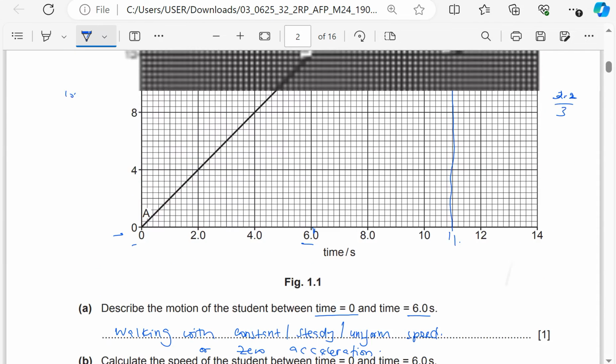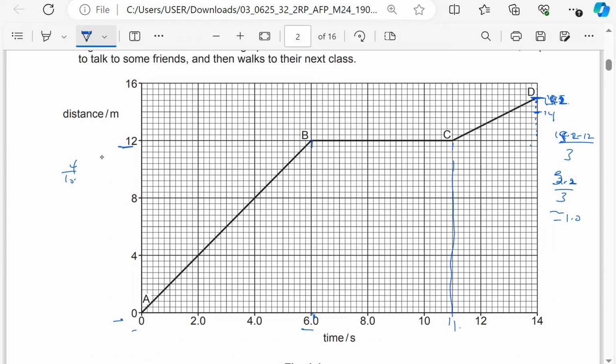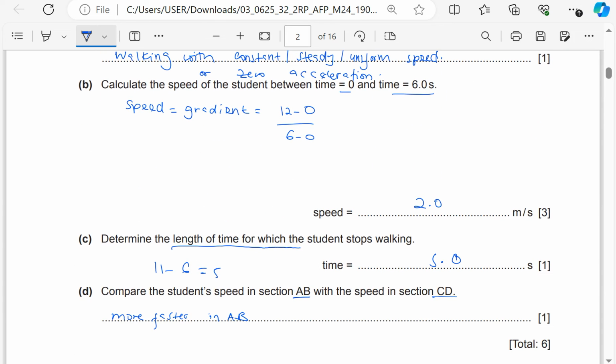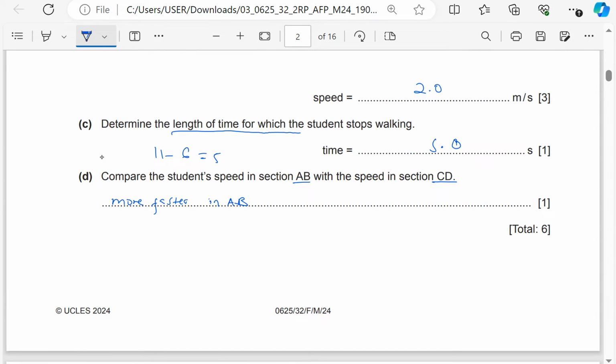So this gradient is approximately 1.0, yet this gradient was approximately 2.0. So this gradient is twice the other one. If you were good at this, you could specifically say the speed. This is another alternative: speed in section AB is twice, or is double, the speed in section CD. As simple as that.